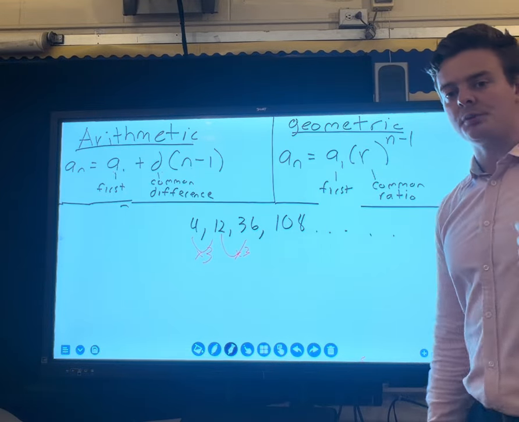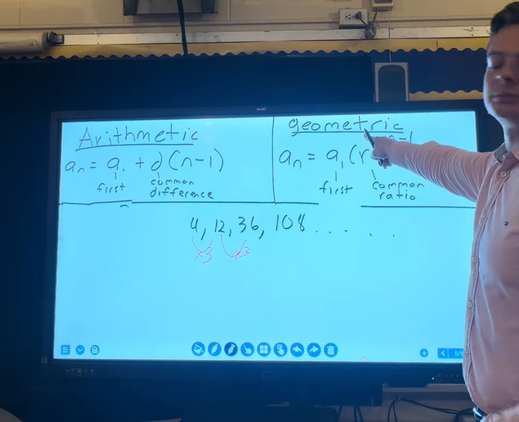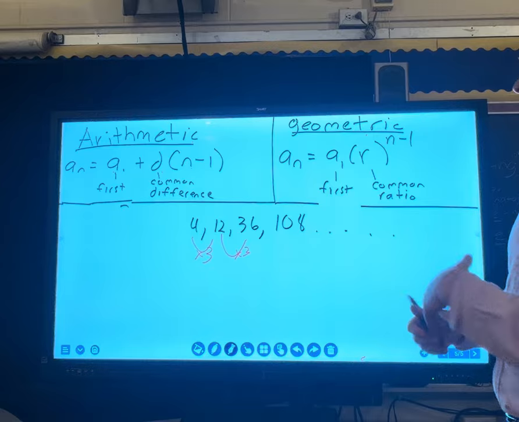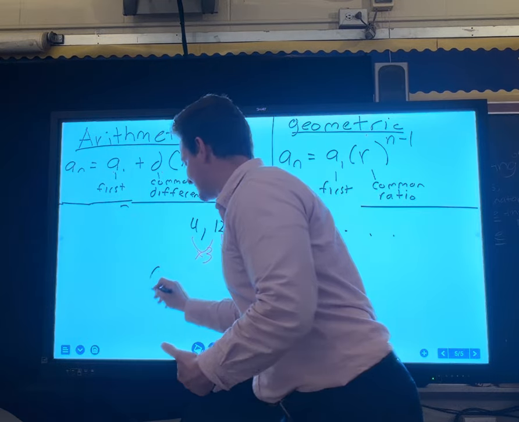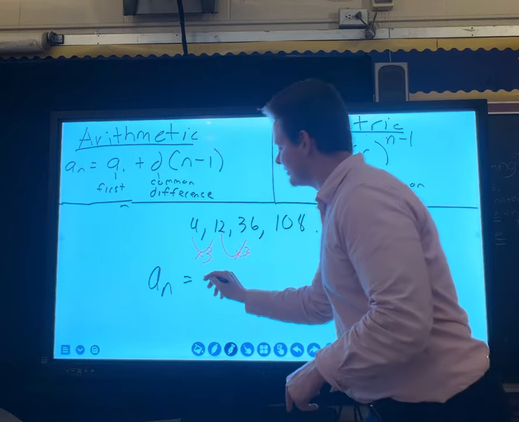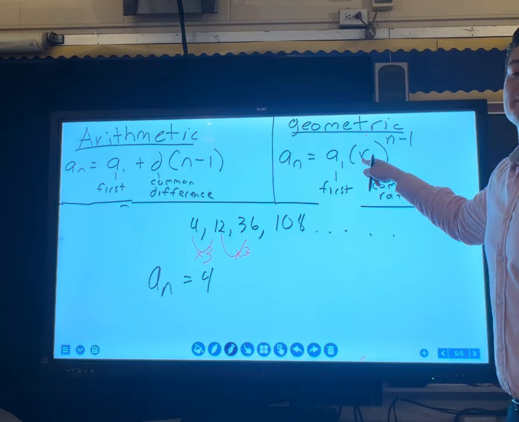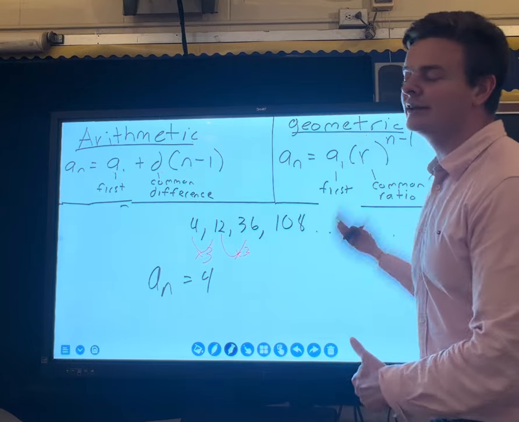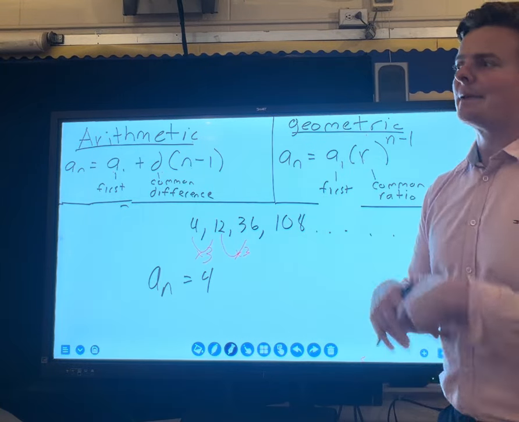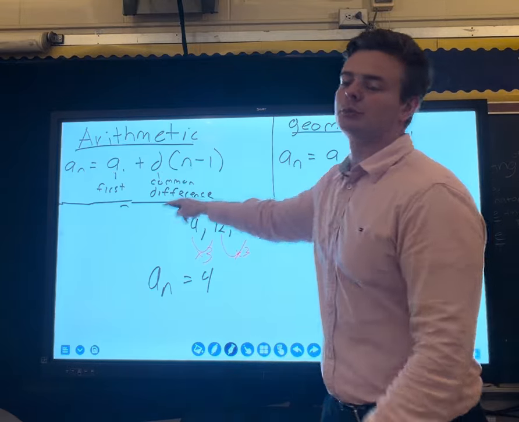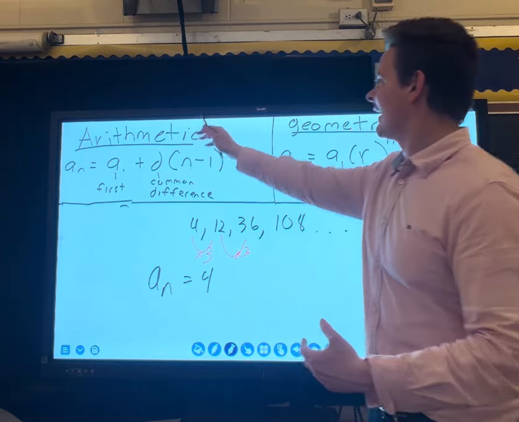Since it's a multiplying pattern, it must be geometric. The geometric formula is very similar. a(n), which is any term that I want, is equal to my first term, which is 4, times my common ratio. Similar to common difference, common ratio is just a pattern. If I use the word common ratio, I know it's geometric. If I use the word common difference, I know it's arithmetic.